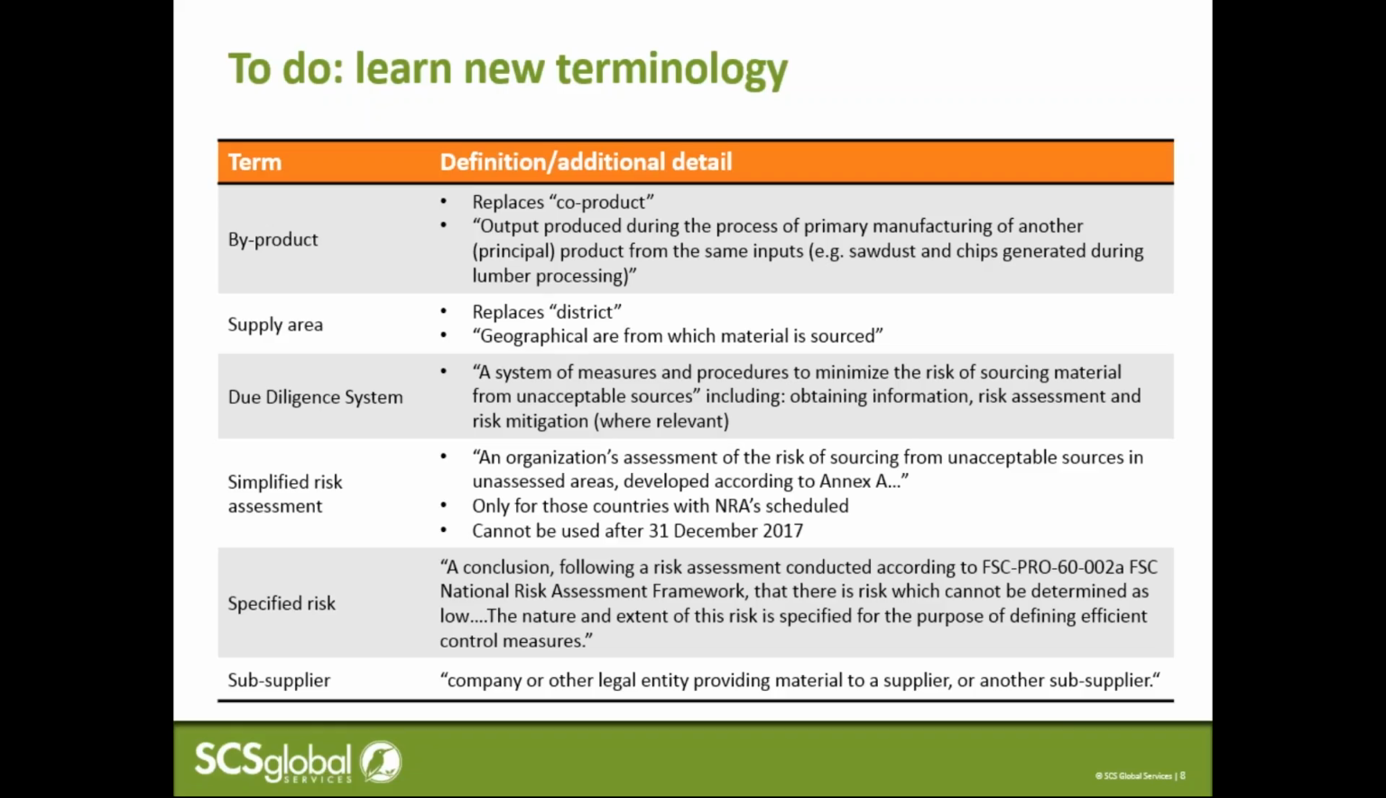Third, simplified risk assessments cannot be used after December 31st, 2017. After this date, simplified risk assessments will need to be replaced either by an approved national risk assessment or centralized national risk assessment, or an extended risk assessment if the national level risk assessment is not approved by then. If you're sourcing non-FSC certified material from an area where an FSC national or centralized national risk assessment has not been scheduled, please contact us for additional information.